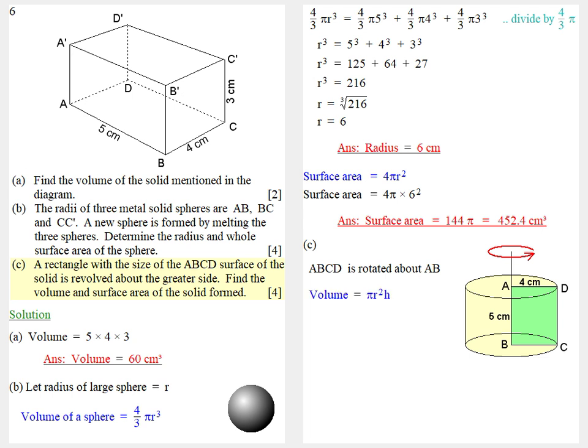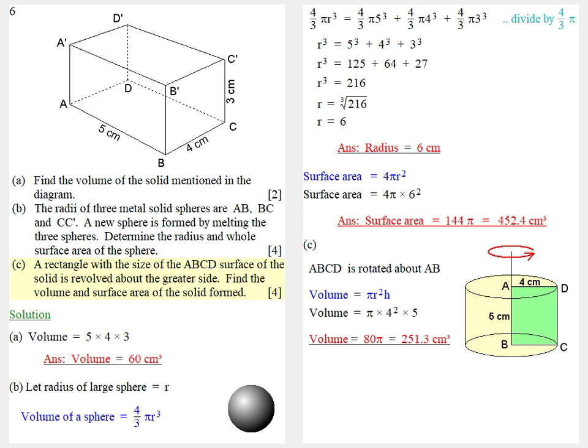Now the formula for the volume of a cylinder is pi r squared h. In this case, h is 5 and r is 4, so the volume is pi times 4 squared times 5, which comes out to be the volume is 80 pi, or if we write that as a decimal, that's 251.3 cubic centimeters.